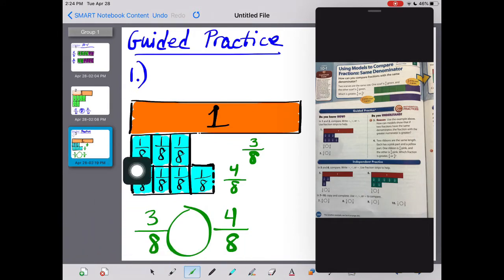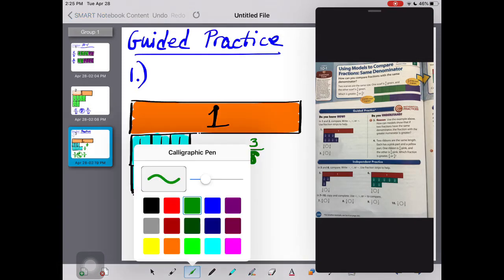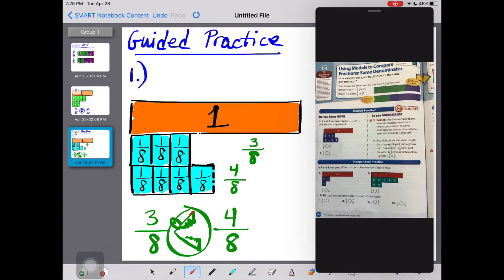So we're looking at 3/8 compared to 4/8. And since they are all the same size pieces, I think you can see that 3 is definitely less than 4. So our good old alligator here, crocodile, is going to be facing the 4 because it is hungry and it wants the bigger piece. So make sure that it's the less than symbol. Now let's move on to number 2.